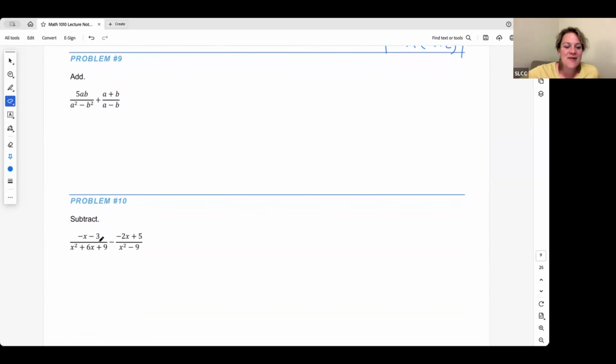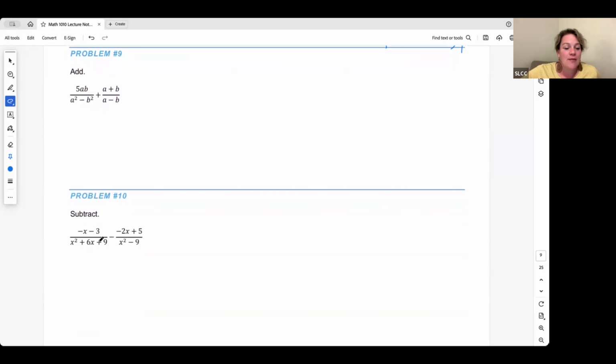All right, let's look at number 9. I need to find a common denominator. So I factor a squared minus b squared, difference of squares. So that's a plus b times a minus b. What is the common denominator? What can both multiply into? And the answer is a plus b, a minus b. You're taking as many of each distinct prime as you can. These two have a minus b, and this one also has an a plus b. That's how you find that least common denominator.